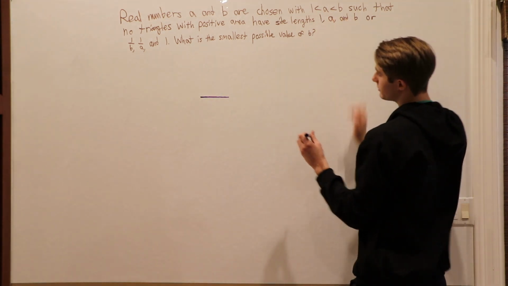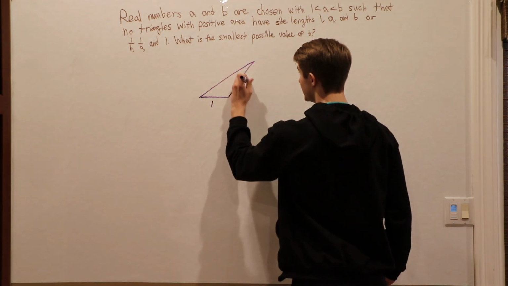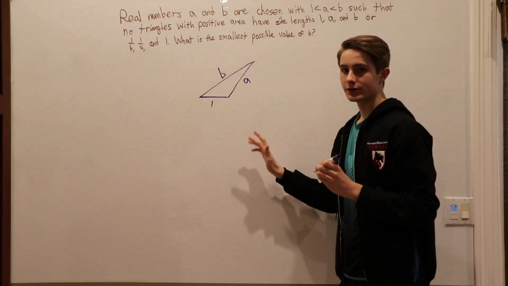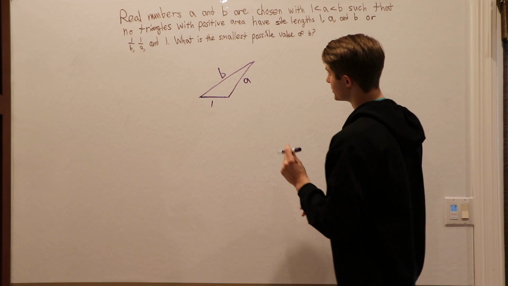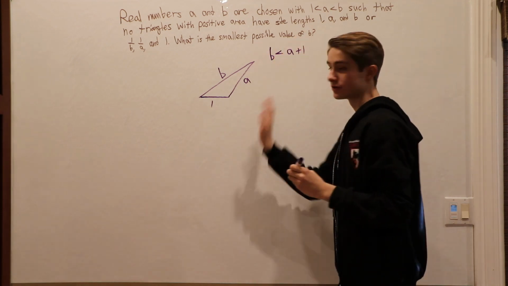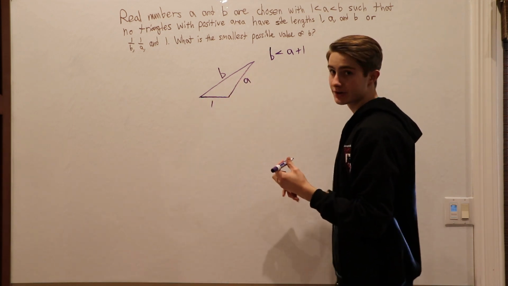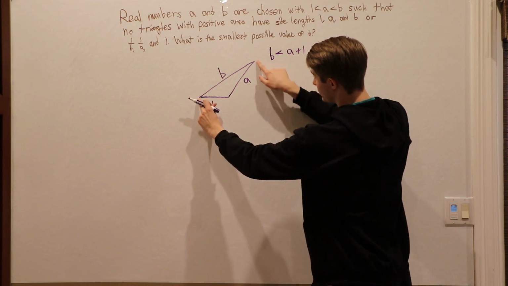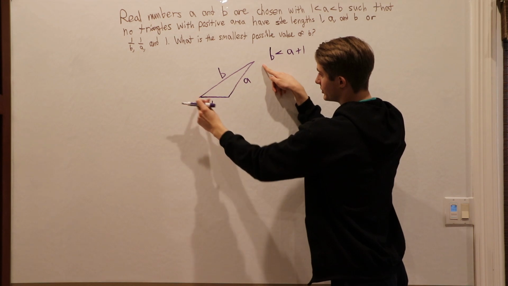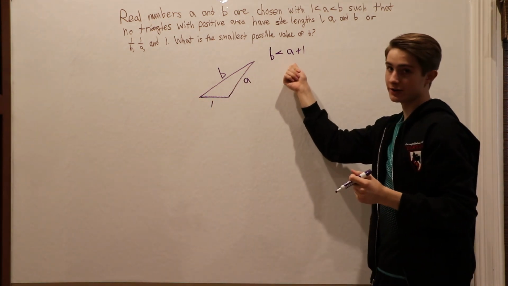Because we know that a and b are both greater than 1, we can draw it like this, where we have 1, a, and b. And one of the rules when it comes to triangles is the triangle inequality, which says that b is always less than a + 1 for a triangle with positive area, because b is the shortest distance between this point and this point because it's a straight line. Whereas if we go through 1 and then a, which is a length of 1 + a, we're going in a more roundabout way, so it's going to be a greater distance.